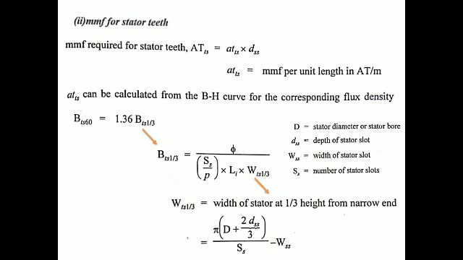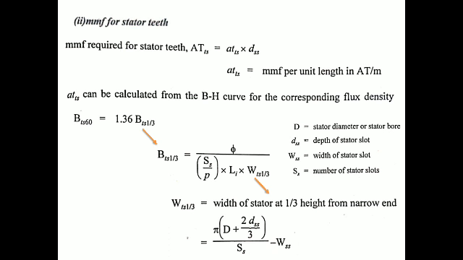So Bts 1 by 3 is equal to phi divided by Ss by P, which means stator slots per pole, into Li, which is nothing but net iron length, into Wts 1 by 3. So Wts is nothing but the width of the stator teeth. The data is mentioned here. The Wts 1 by 3 is nothing but the width of the stator tooth at 1 by 3 height from the narrow end. These are all assumptions taken for proper calculation of MMF.